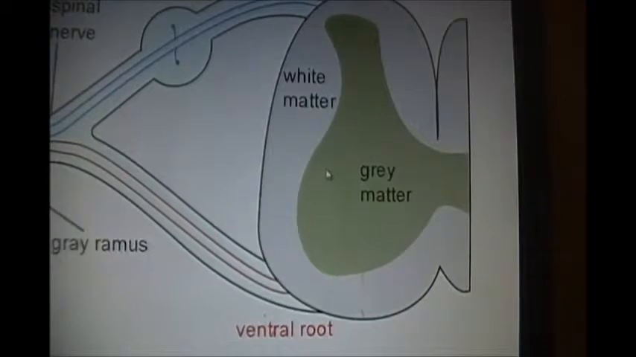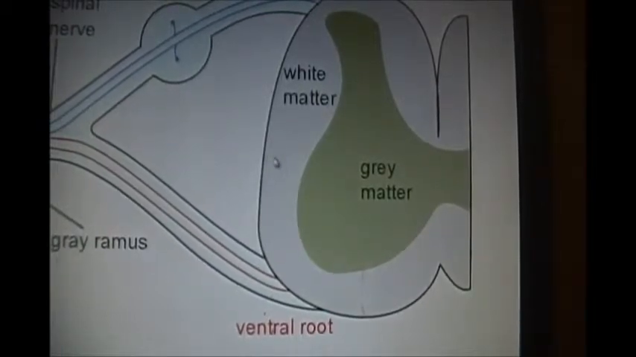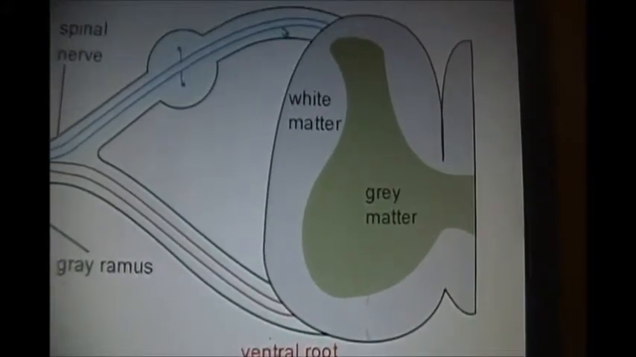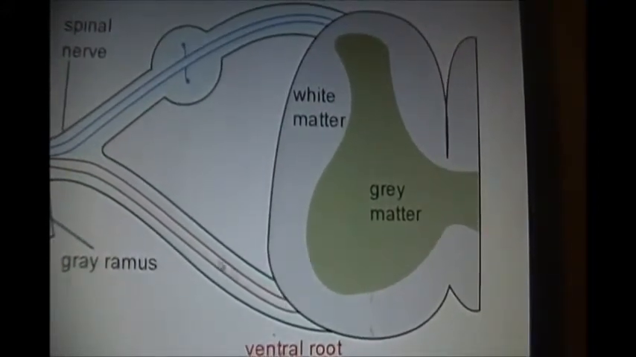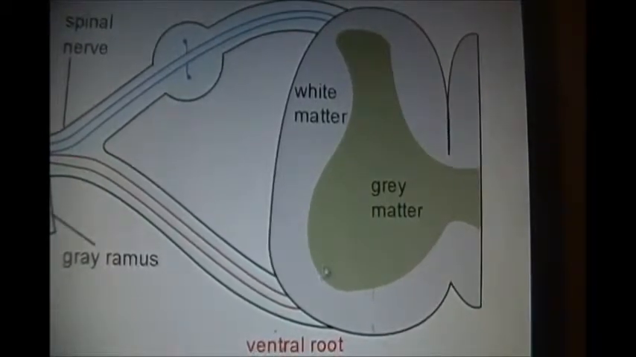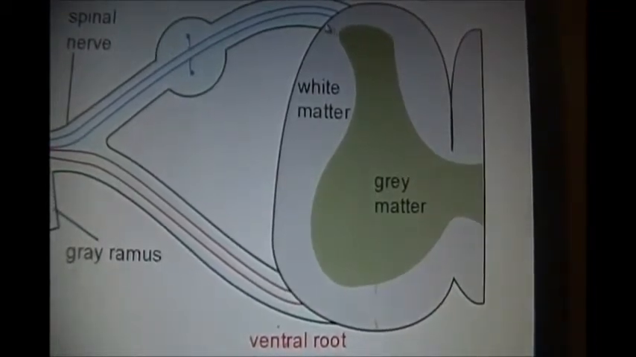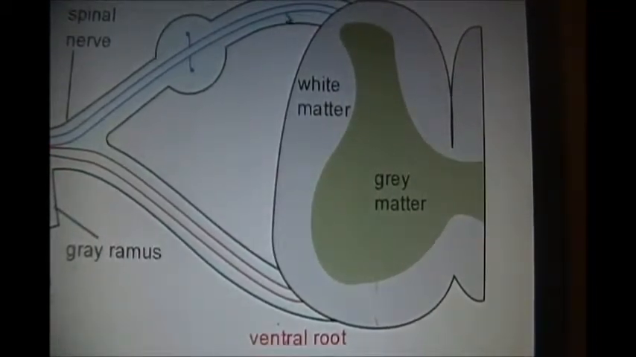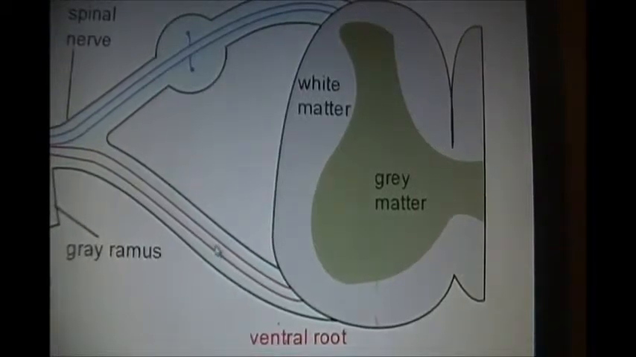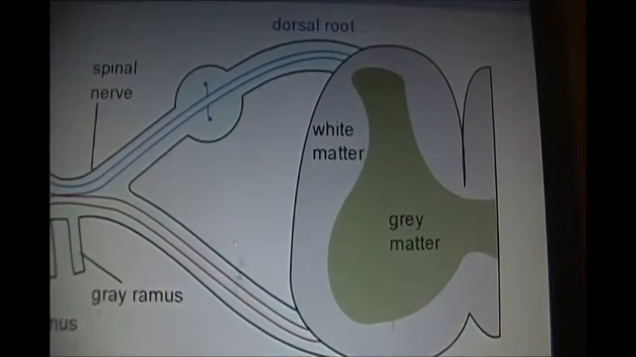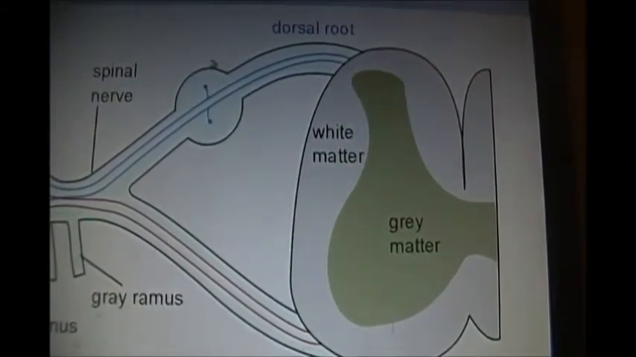So what is the difference between the gray matter and the white matter? The gray matter is unmyelinated. The white matter is myelinated. This is the dorsal root, the back you see in the blue, and this is the ventral root, arising from the anterior horn, and the posterior root arising from the posterior horn. The dorsal root contains sensory fibers, the ventral root contains the motor fibers, and the dorsal root has a swelling on it.